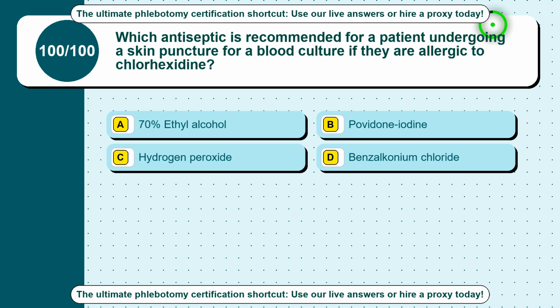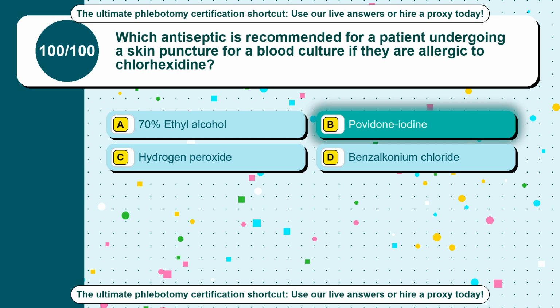Question 100. Which antiseptic is recommended for a patient undergoing a skin puncture for a blood culture if they are allergic to chlorhexidine? Option A, 70% ethyl alcohol. Option B, povidone. Option C, hydrogen peroxide. Option D, benzalkonium chloride. The correct answer is option B, povidone.